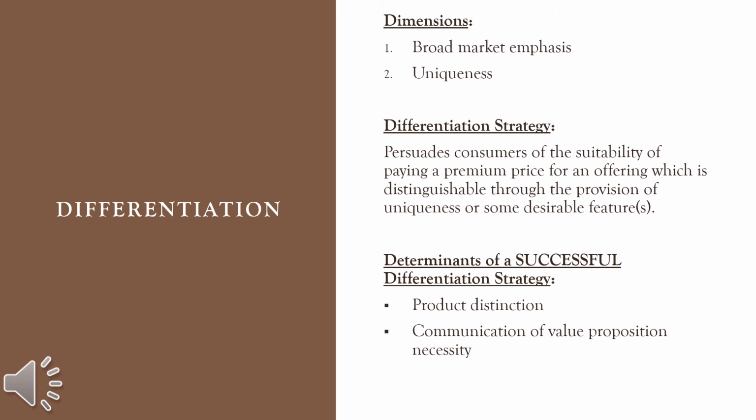Differentiation. A differentiated business level strategy essentially aims to persuade consumers of the suitability of paying a premium price for an offering which is distinguishable through the provision of uniqueness or some desirable feature or features. Determinants of a successful differentiation strategy include 1. Product distinction, and 2. Communication of value proposition necessity.